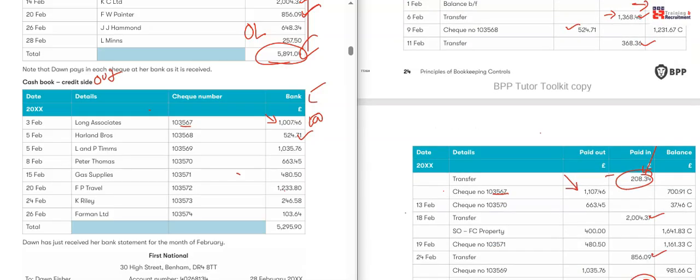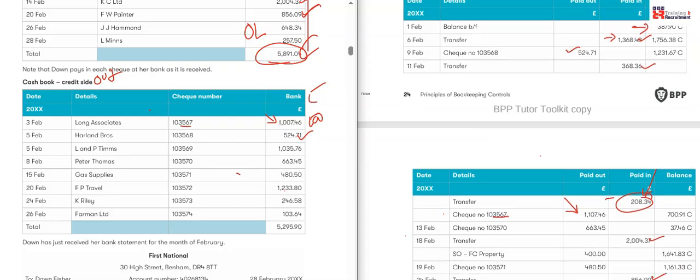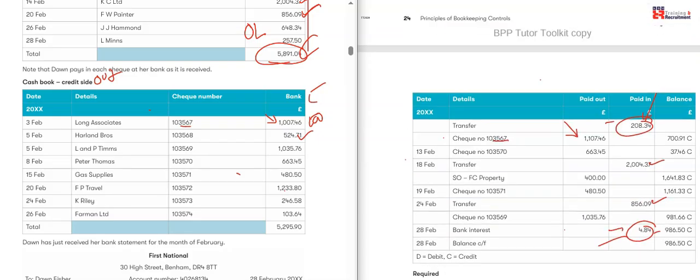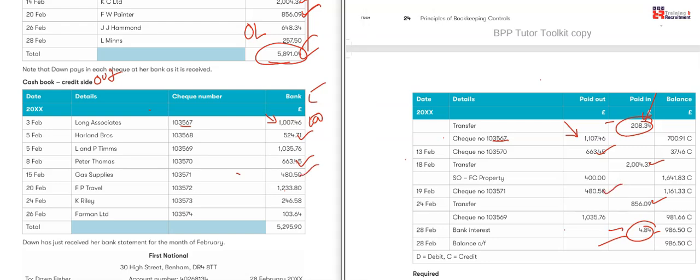1035 is not there, so I will untick. Then 663, it is here in the bank statement, there in the cash book, ticked. 480 here and there, ticked off. And then 1035 is the check number. Yeah, 1035.76 is here and there.